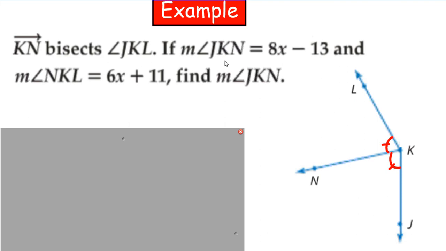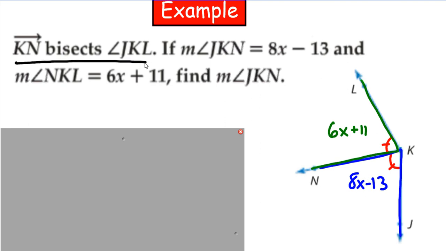We know that the measurement of angle JKN is 8x minus 13. So here, this is 8x minus 13. And then we also know that NKL is 6x plus 11. Now it asks us to find the measurement of JKN. Well, in order to find JKN, I need to know what x is. How am I going to figure out what x is? I need to use that first clue. It told me that KN bisected the entire big angle.